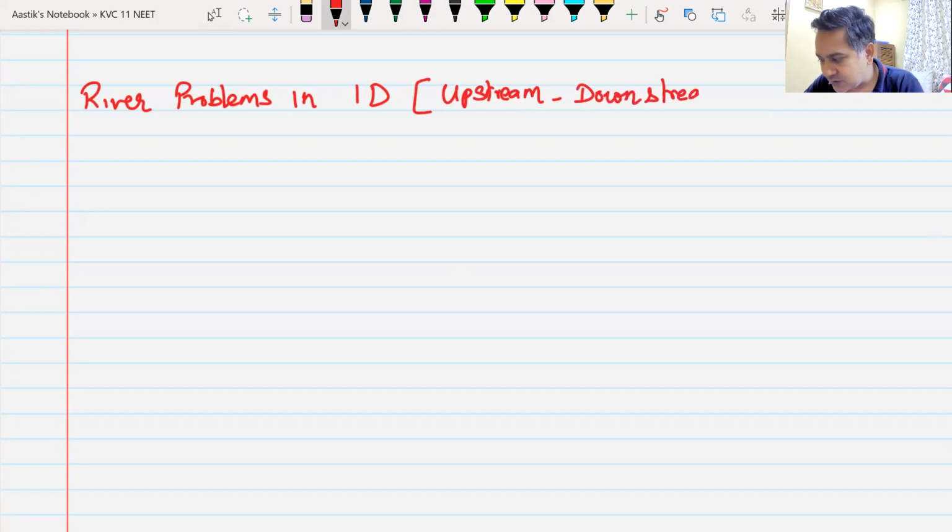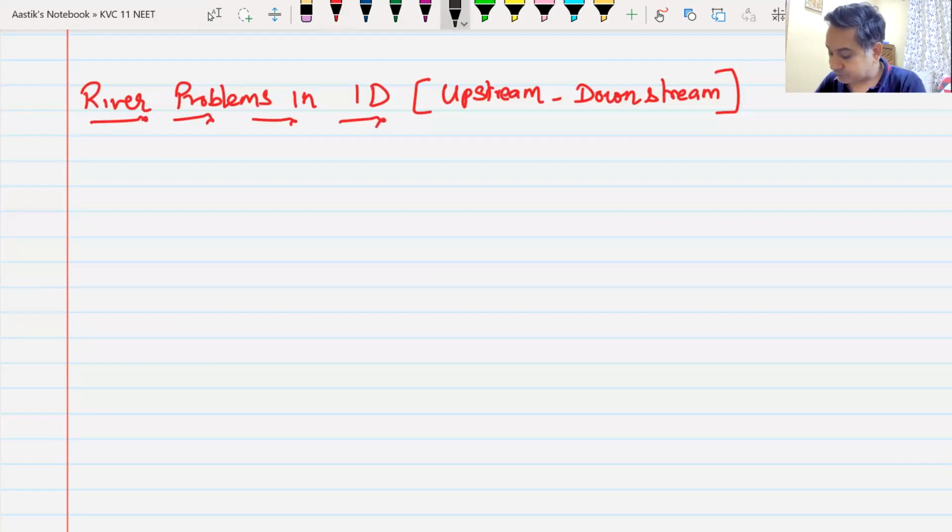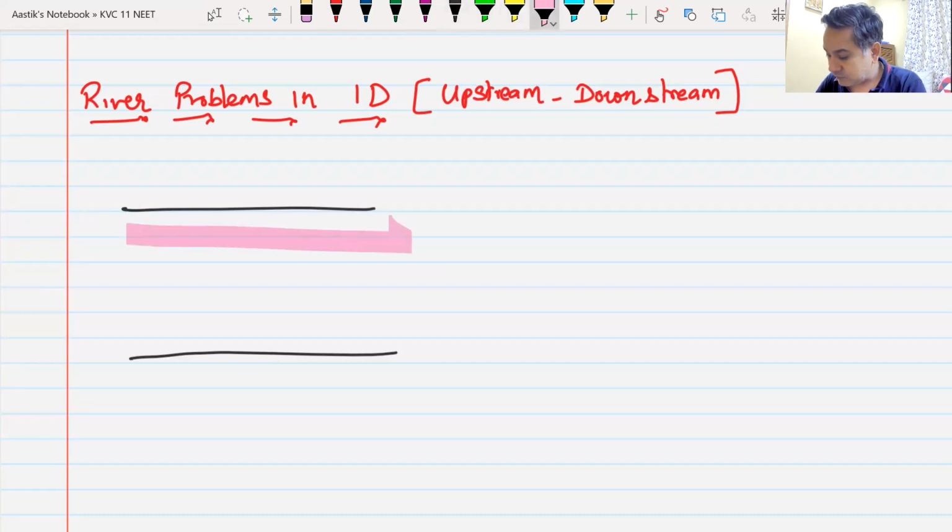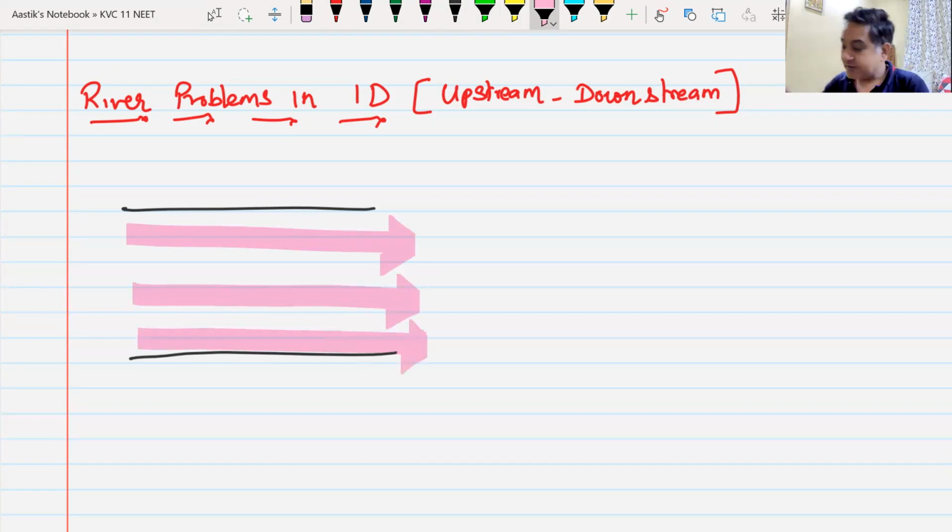What do you mean by upstream, downstream? Do you know what you mean by upstream? What do you mean by downstream? These are terms that you might have heard. Suppose we have a river, and let us say this is my river, and this is how the river is flowing. The river flows with a velocity u. So the velocity of river flow is like this. Do we understand this? Yes or no?